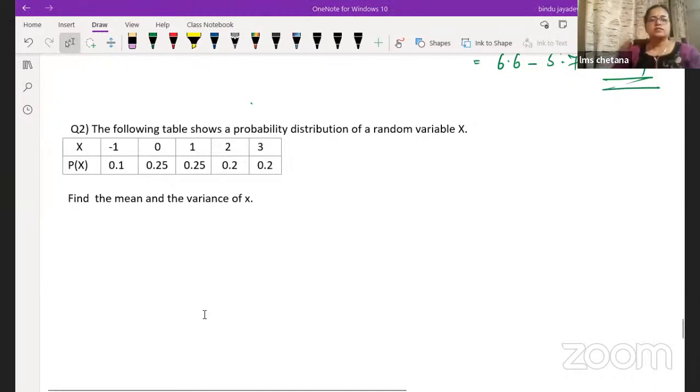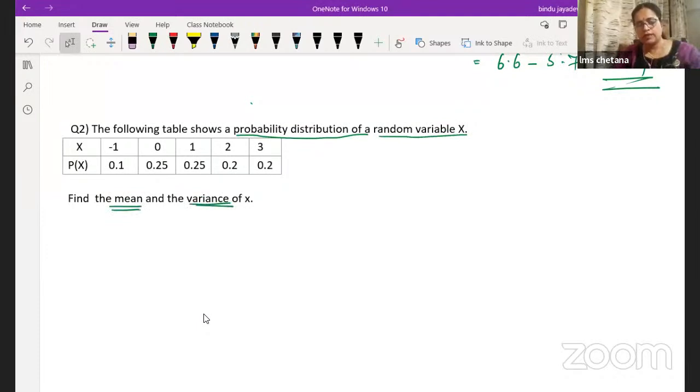Okay, this is also the same. They're given the probability distribution table of a random variable x, and they're asking you the mean and variance. Mean means you are finding E of x with the same formula. Variance means V of x with the same formula. But before that, I'll show you a question they can ask.